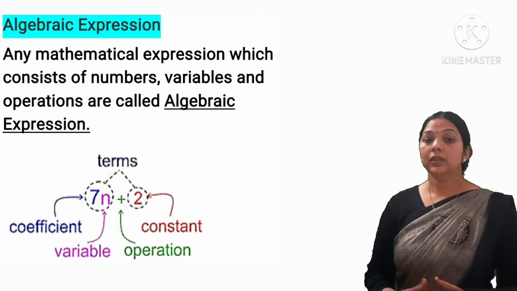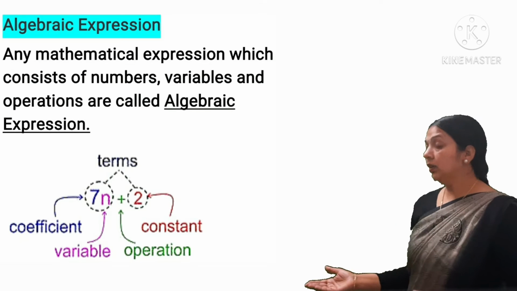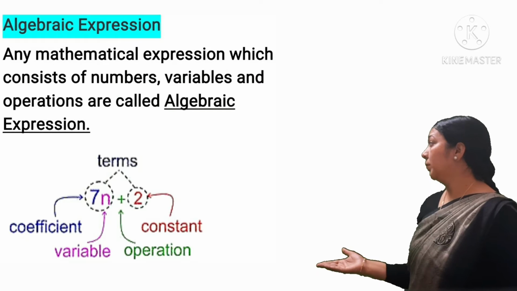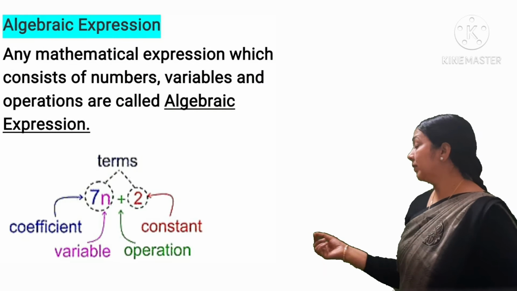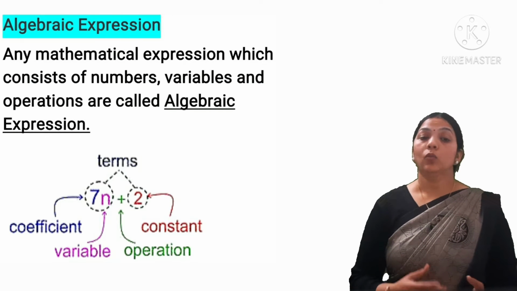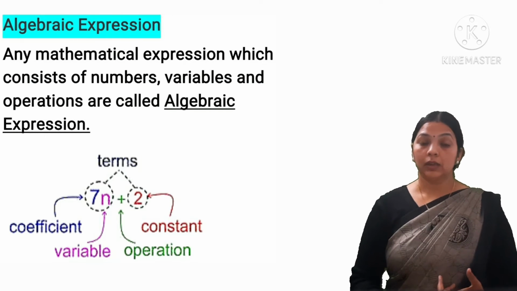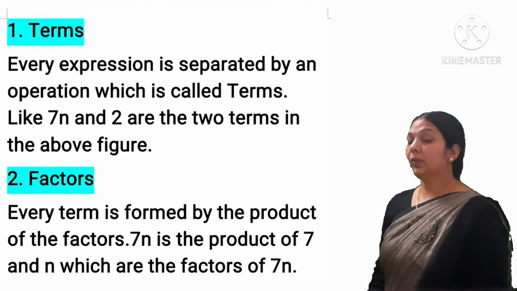In this expression, 7 is the coefficient, n is the variable, plus is the operation, and 2 is the constant. So this complete 7n plus 2 makes an algebraic expression. Now what are coefficients, variables, operations? Let's discuss this one by one.